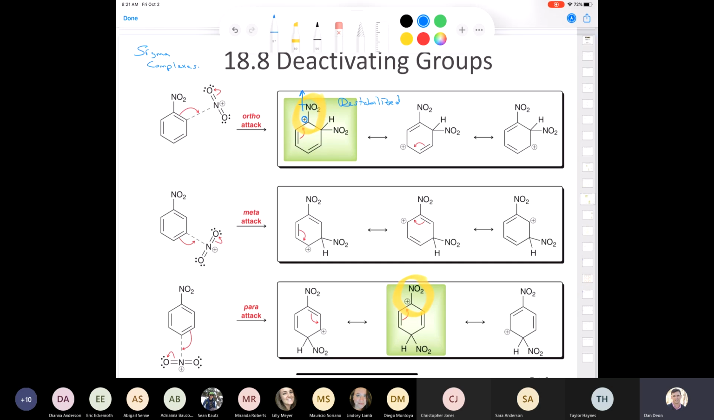That's not going to help, right? The same thing is occurring here. You're pulling density away from a positive charge. That is going to destabilize that resonance contributor, okay? And so that is why the meta attack is going to predominate. It might be slow, but we don't see that destabilizing effect manifested in any of these resonance contributors. There's no positive charge here, here, or here. It stays away from the carbon adjacent to that nitro group.